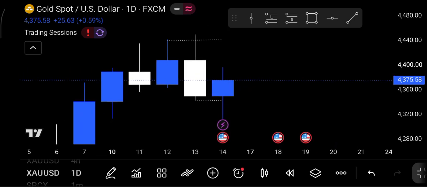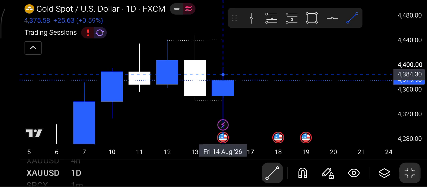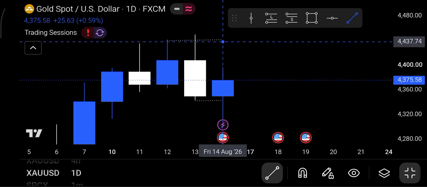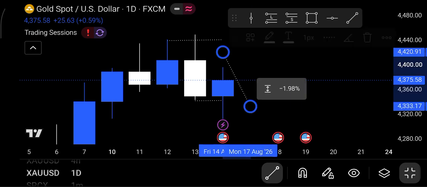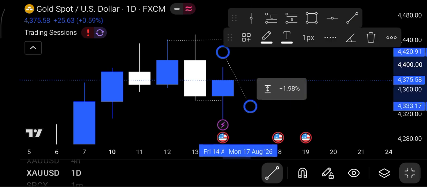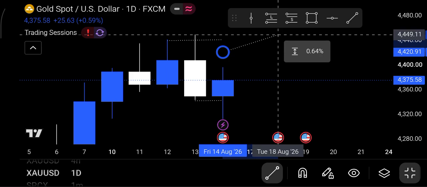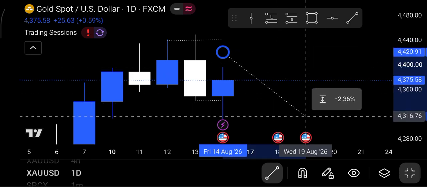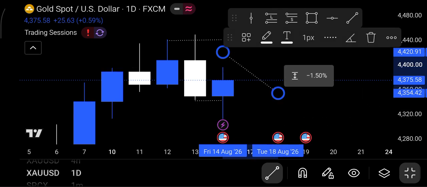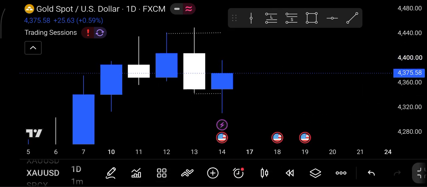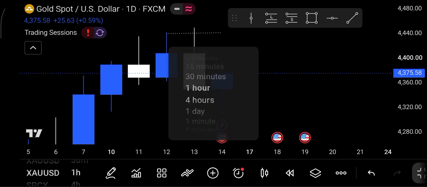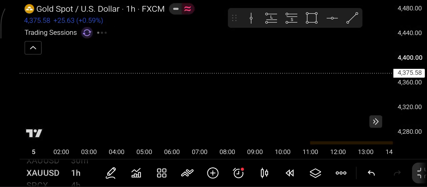So overall, when I come to this day, what do I want to be based off this? I want to be selling unless it sweeps below, then changes to bearish. That is when I'm going to look for a bullish setup. But overall, the bears have the strength for the day for me. And what I do after that is I come to the 1 hour. I come to the hourly chart.